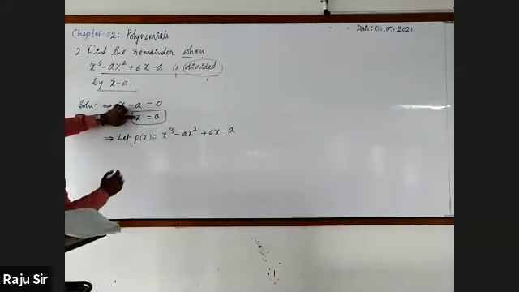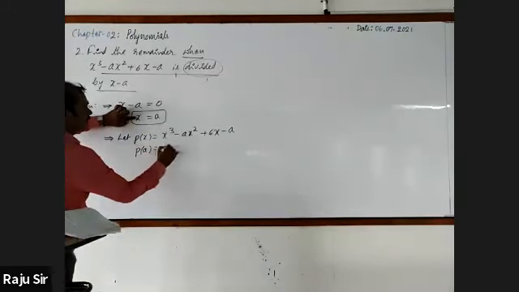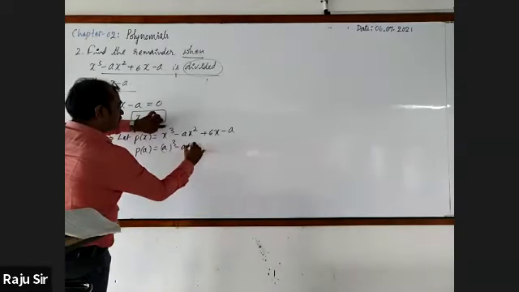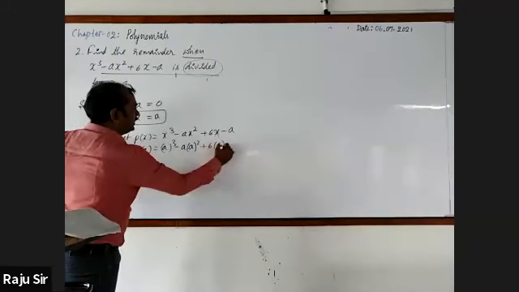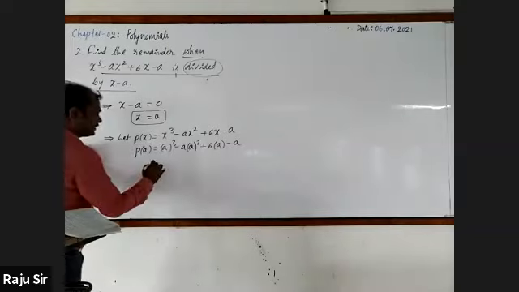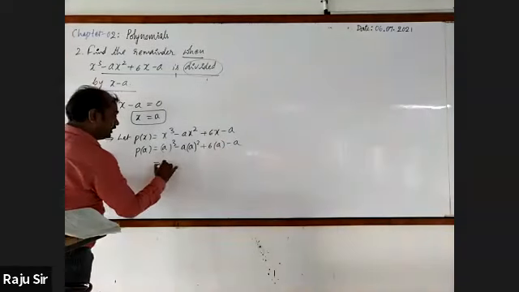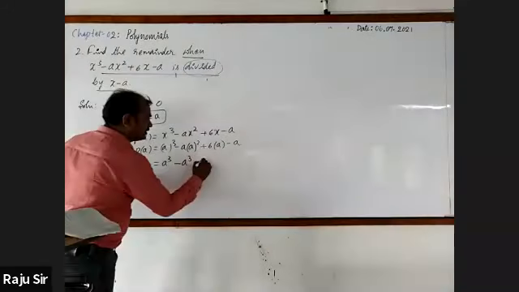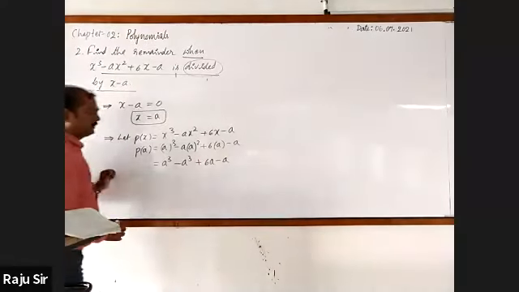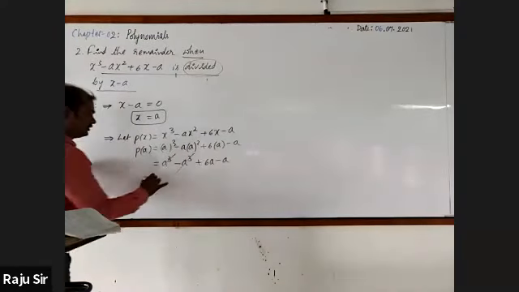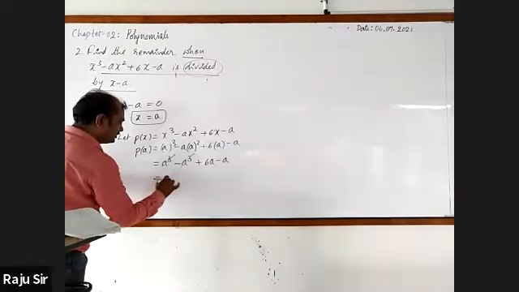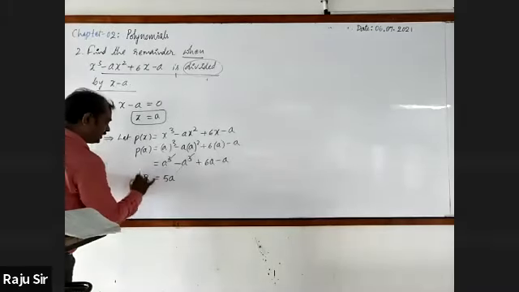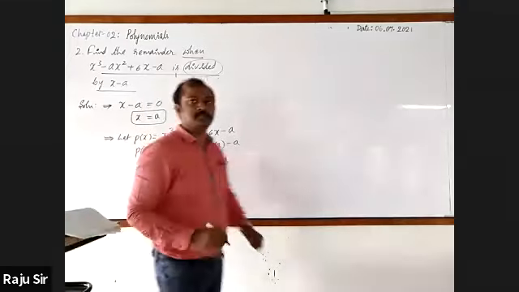Now substitute a in place of x. This will be p of a, which is equal to a whole cube minus a into a whole square plus 6 into a minus a. This is equal to a cube minus a square into a, which is a cube, then 6a minus a. Minus a cube plus a cube get cancelled. Then this will be 6a minus a. This is 5a, which is the remainder according to the remainder theorem.